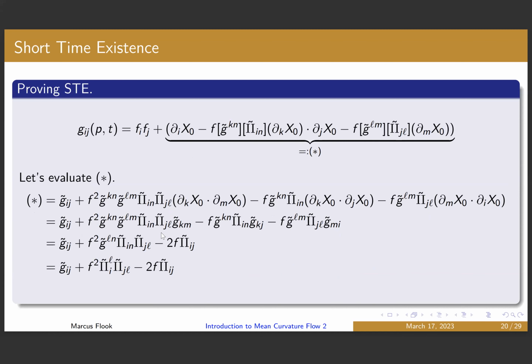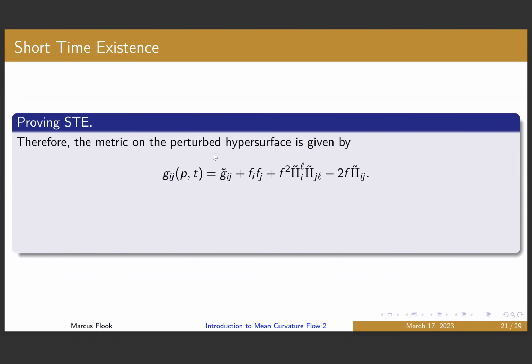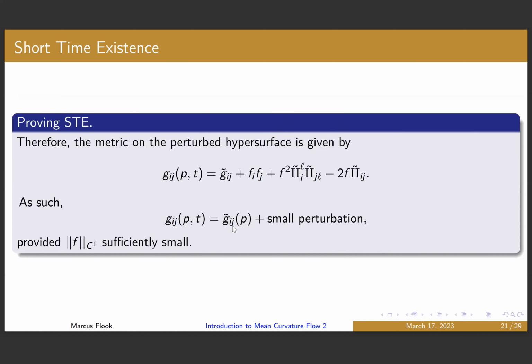So if we bring all these terms back together, it's actually a relatively nice form that we can look at. In particular, the main message that I want to get across is that the way that the metric evolves over time is just a small perturbation of the initial metric, provided that the C1 norm of f is sufficiently small. So this is particularly nice for our purposes.